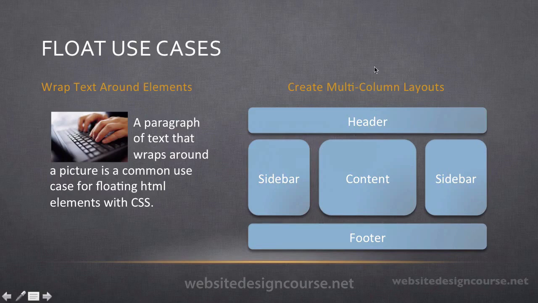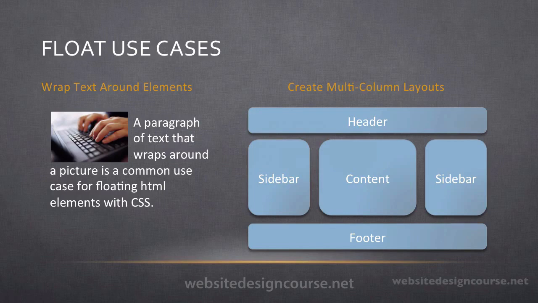Like in this case here, we have an image tag here, and if I want a paragraph of text to wrap around it, I would use CSS Floats. The other main CSS Float use is to create multi-column layouts. So a header, sidebar, content, footer, etc. Just like we did with CSS Positioning, CSS Floats can be used to create these multi-column layouts.